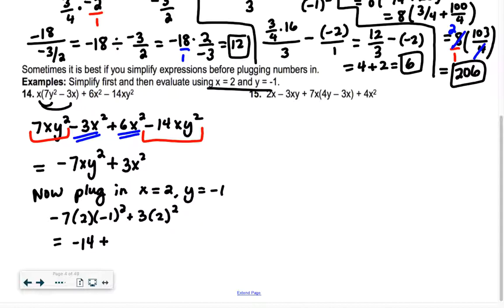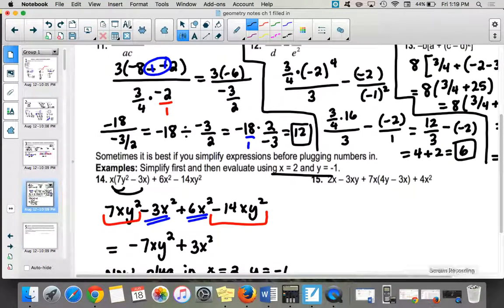So how about the next one? So let's see. What do we think? Yeah, so we have 2 squared is 4 times 3 is 12. So our final answer is negative 2. All right, you guys try 15. So I'll give you a second to try it.